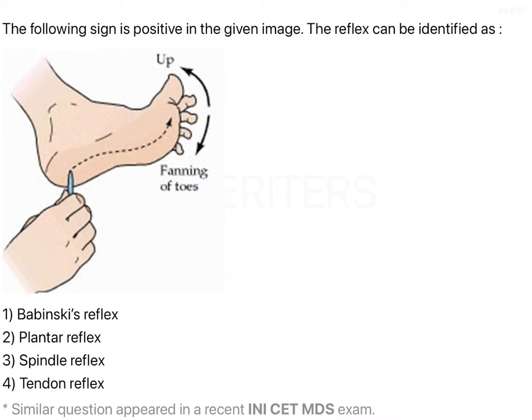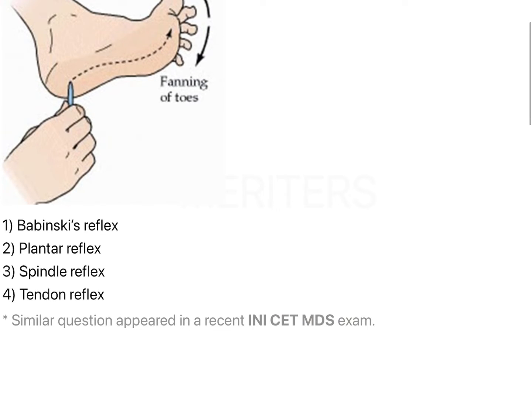Hello all, we will see one of the most important reflexes in a child. See, the following sign is positive in the given image. The reflex can be identified as... See, they are fanning the toes, so it is upwards. So this reflex is the Babinski, plantar, spindle, or tendon reflex. This is a classical sign of Babinski's reflex.